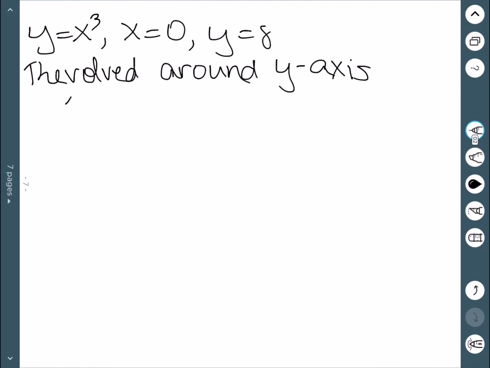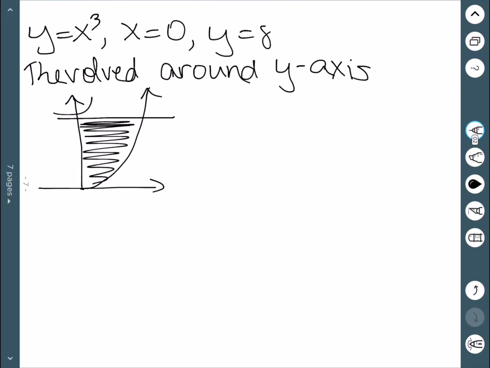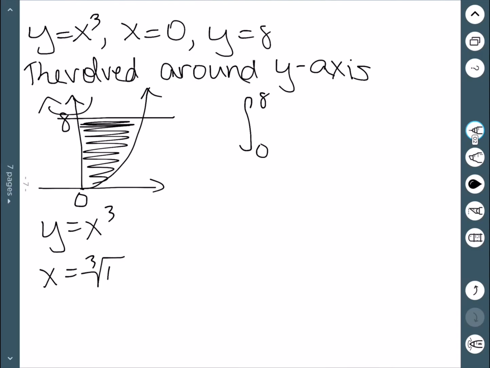Our last example is a little bit different. This time I'm revolving y equal to x cubed, x equal to 0, and y equal to 8, but I'm going around the y-axis rather than the x-axis. So instead of doing things in terms of x, I need to do them in terms of y. The first step before was to figure out where you intersected the x-axis. Now I'm looking at limits of integration on my y-axis, 0 to 8. And then we look at the function in terms of y. Since y is equal to x cubed, we know that x is equal to the cube root of y.